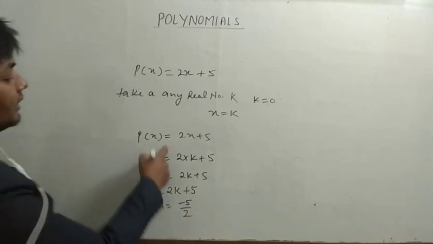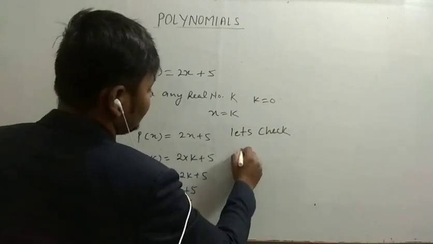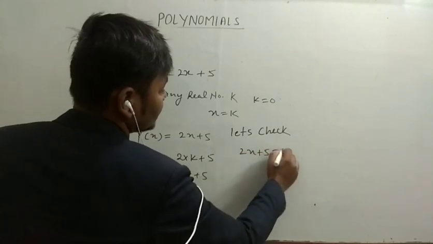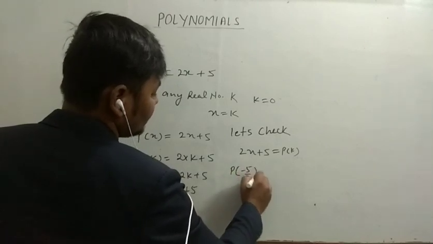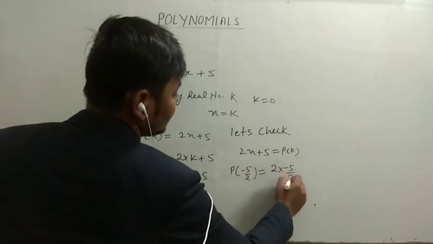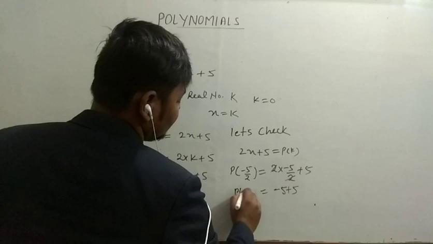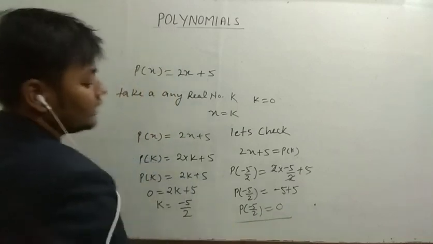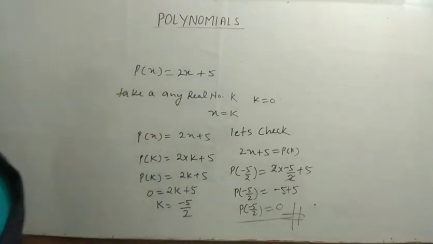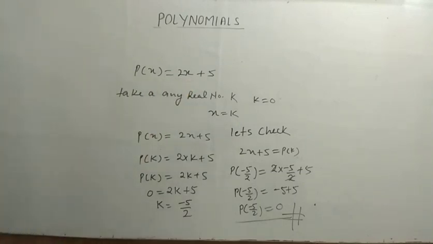How to check? We will put it here. Let's check. p(x) is equal to 2x plus 5, so p(k) we will put here: p(minus 5 upon 2) is equal to 2 into minus 5 upon 2 plus 5. The 2 cancels here, it becomes minus 5 plus 5. So p(minus 5 upon 2) is equal to 0. Hence proved, this is the zero of the polynomial 2x plus 5. Now further we will study the geometrical meaning of the zeros of a polynomial.